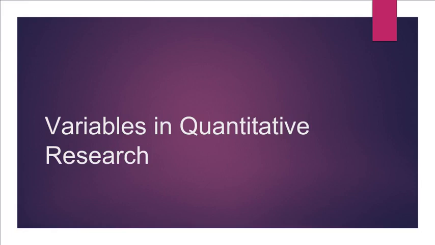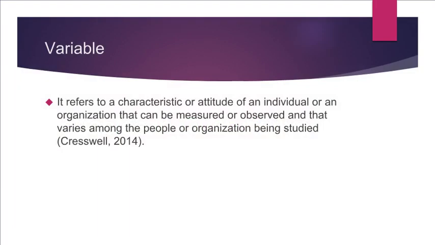Today, let us talk about variables in quantitative research. In research, it is important for us to understand variables and the types that are used in forming theories. A variable refers to a characteristic or attitude of an individual or an organization that can be measured or observed and that varies among the people or organization being studied.